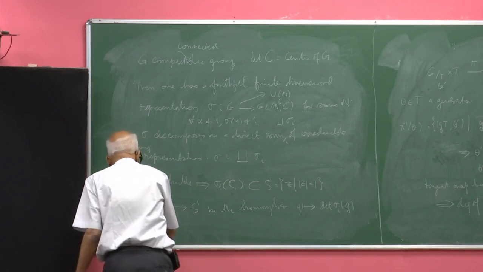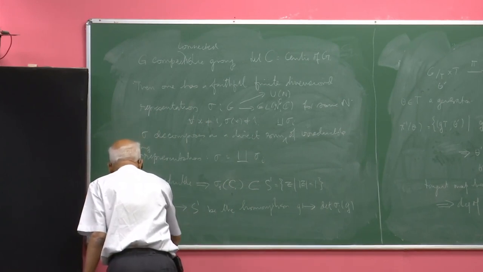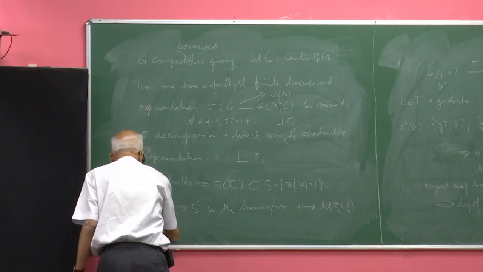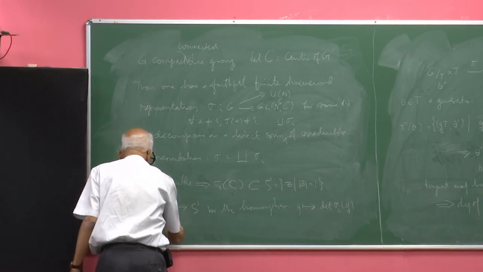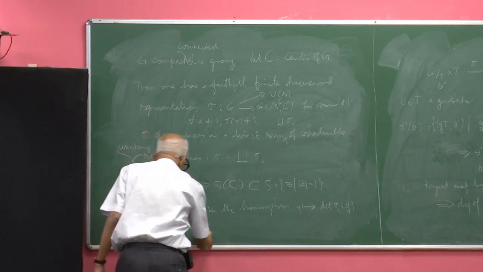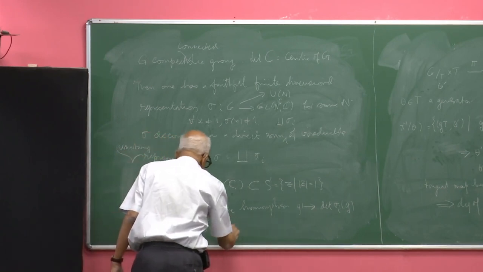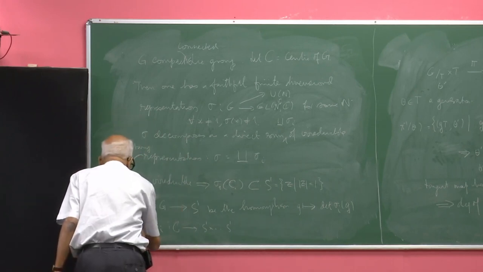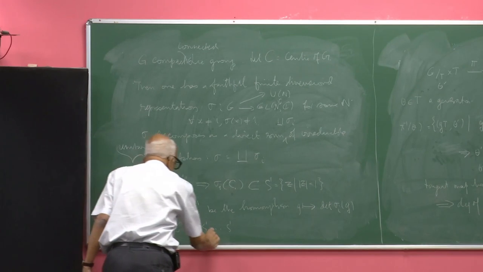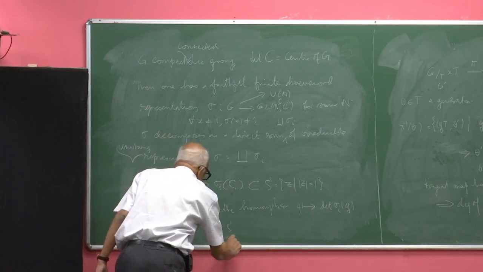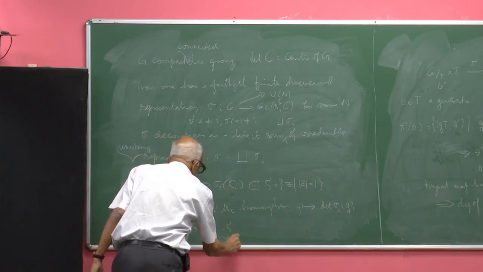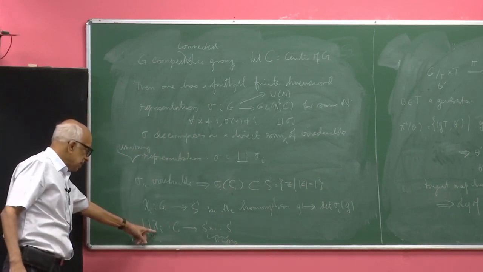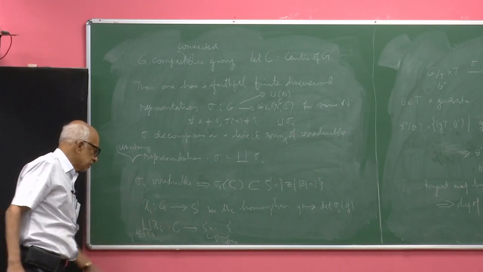And what's the kernel? Let's look at the direct sum of the chi I's. That's a mapping of G into S1 cross S1 cross S1, a certain number of copies, for I from 1 to r. Each chi I is a mapping of G to S1.